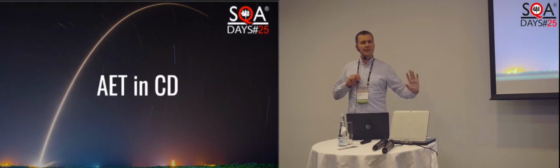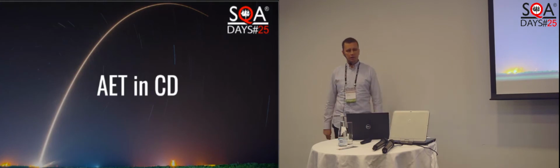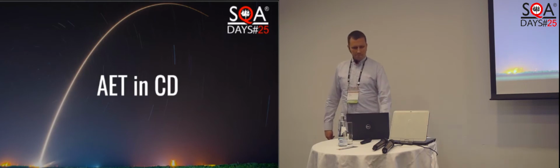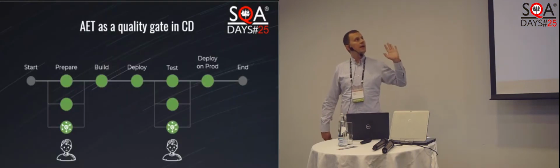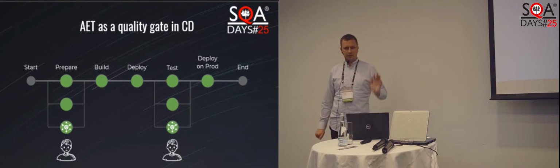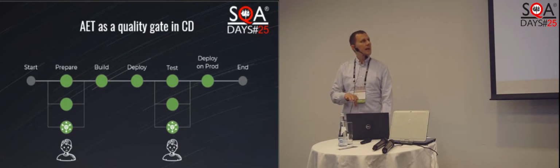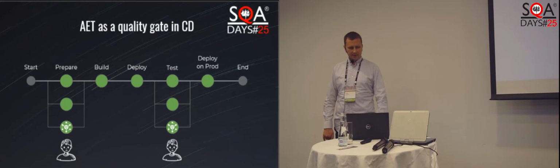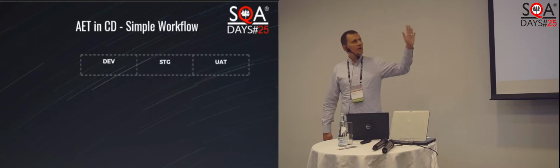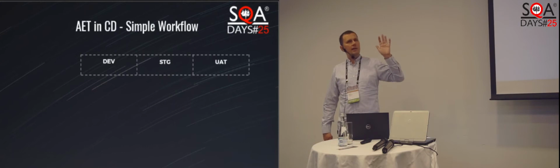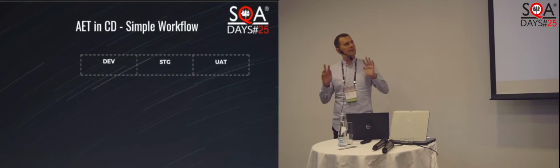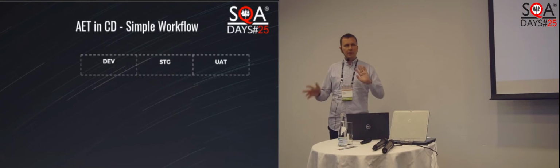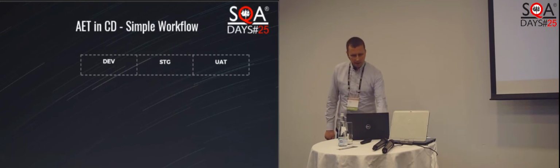And last part of this presentation, a bit more on continuous delivery. So as I said, AET is like a quality gate in most of our projects. So it can be at any step here, run on demand or run automatically. So it's really up to you. You can arrange it as a team. And usually our environments look like this. So we have some develop environment, we have some stage and some UAT. UAT is for the client, for acceptance testing.